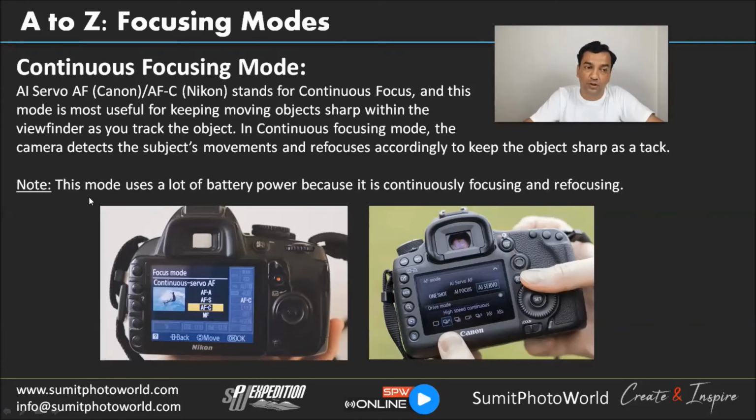But as we discussed, AF-S mode uses less battery, and continuous mode uses a lot of battery power because it is continuously focusing and refocusing. So AF-C is in the Nikon and AI Servo in the Canon. That's how the settings look on the device.